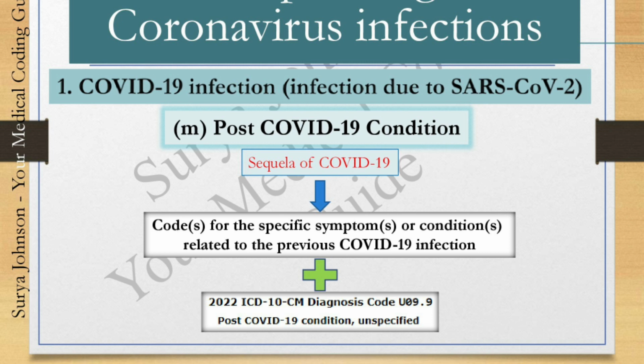The COVID-19 is changed to negative, but that condition still exists. So if the patient is coming to be treated for those post-COVID-19 conditions, you will be considering it as a sequelae of COVID-19. So in this scenario, you will be coding the specific symptoms or conditions related to that previous COVID-19 infection, then followed by the post-COVID-19 condition unspecified U09.9.